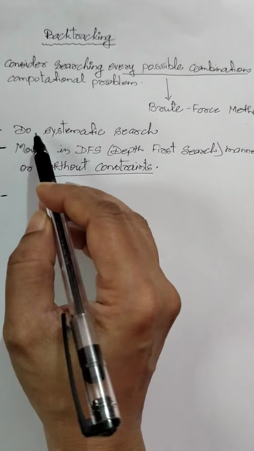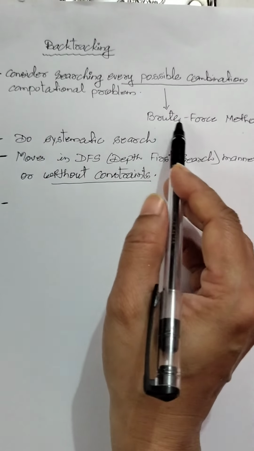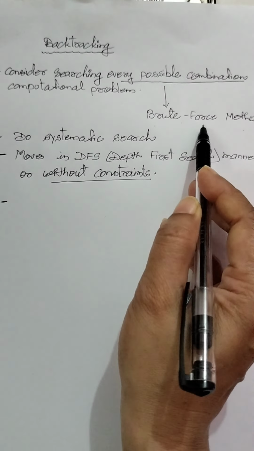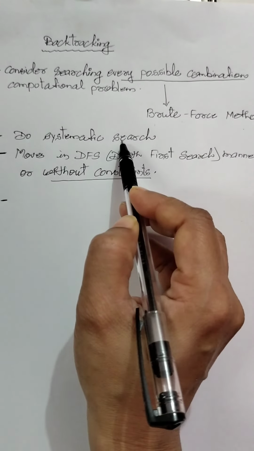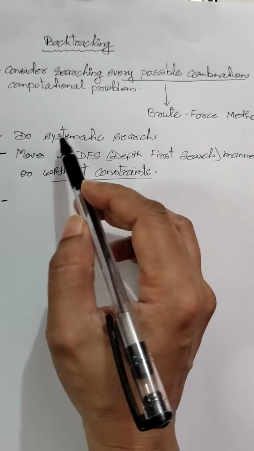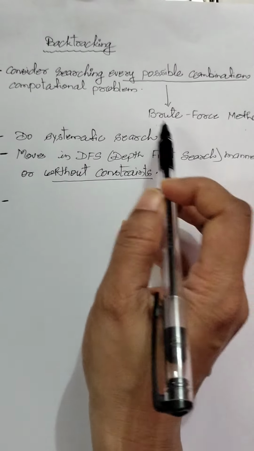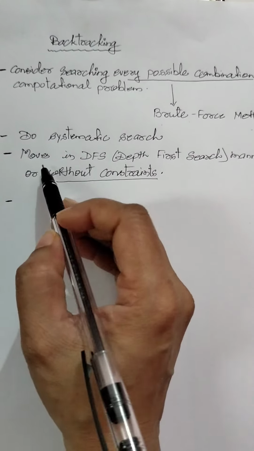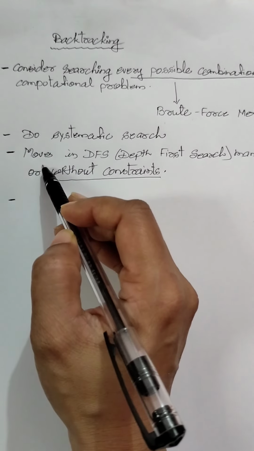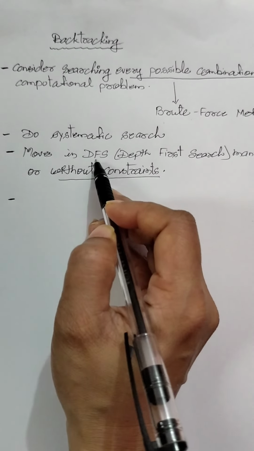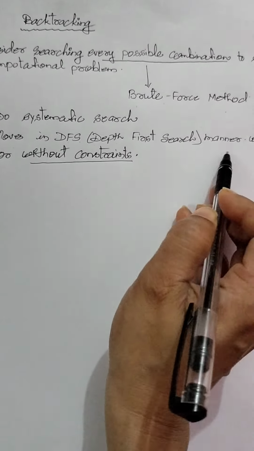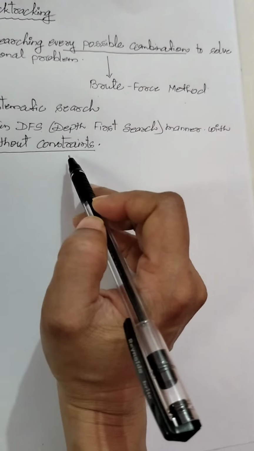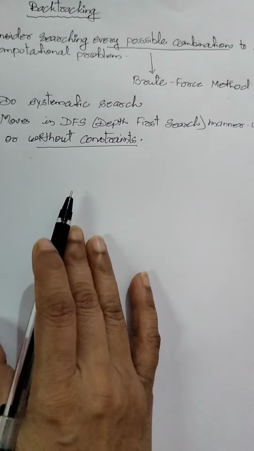And the second property, we can say, is that it applies brute force, meaning all the possible combinations, but in a systematic manner. If we apply the brute force approach in a systematic manner, it goes under backtracking. And secondly, when we use backtracking, it moves in a DFS, depth first search manner, with or without constraint, right?